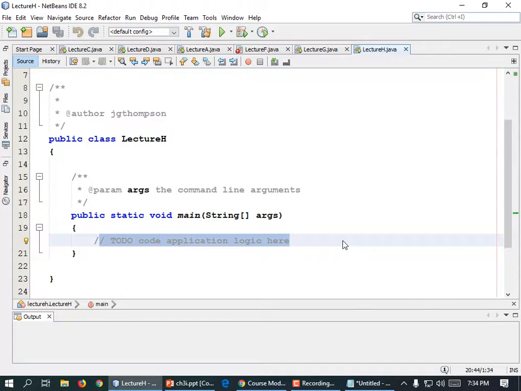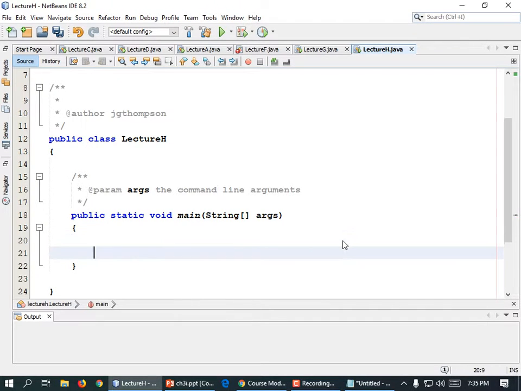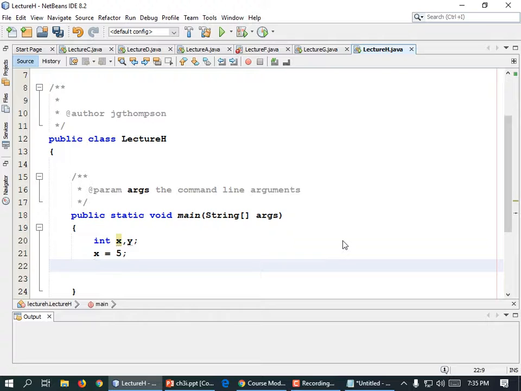All right, so what we're going to do is create a variable. We'll have two variables, x and y. We're going to set x equal to 5, and then we're going to say y is equal to ++x. And then we're going to print out the values of x and y.